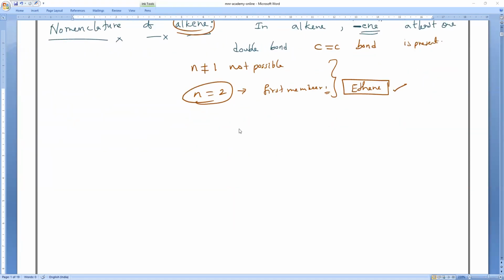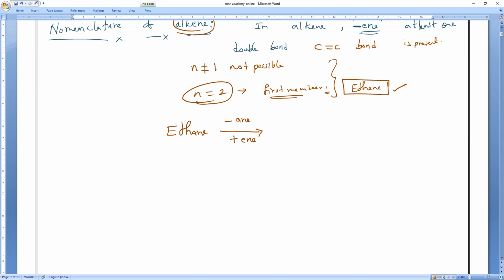Now, sir, how to draw? You can note it, all of you. A carbon-carbon double bond must be present, at least one. It will start from ethene, because ethene is the first member. So we have to remove the ANE and add the ENE.